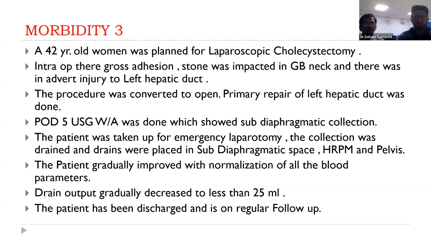Intra-op, there was gross adhesion. Stone was impacted in the GB neck. And there was inadvertent injury to the left hepatic duct. The procedure was converted to open and a primary repair of the left hepatic duct was done.